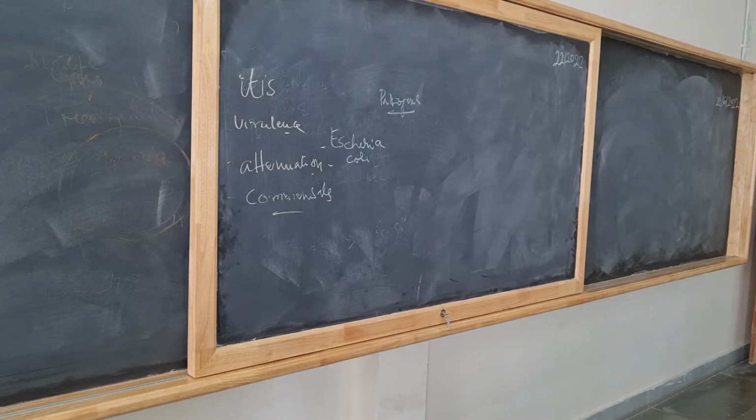The advantages of commensals are three. Number one, they produce intrinsic antibodies. Number two, they produce intrinsic vitamins. And third, the most important, is competitive inhibition. They don't allow pathogens to enter, colonize and cause infection. It is called competitive inhibition.